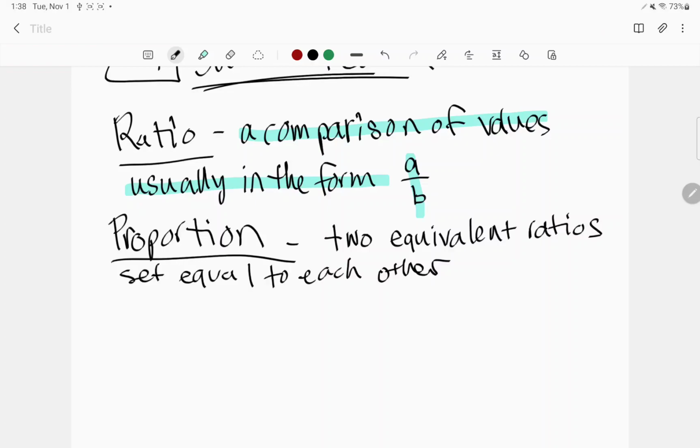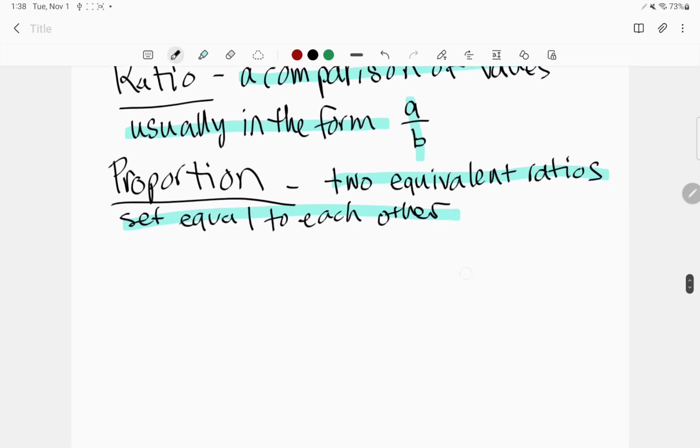Now, proportions are two equivalent ratios that are set equal to each other. And you've done this without really even thinking that you're working with proportions, but I know for a fact that you've worked with proportions. For example, let's start with equivalent fractions. Now, a fraction can be seen as a ratio. It's a comparison of numbers, 1 to 2. That's a ratio. That's also a fraction.